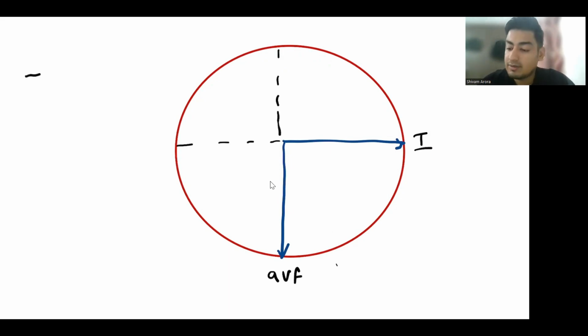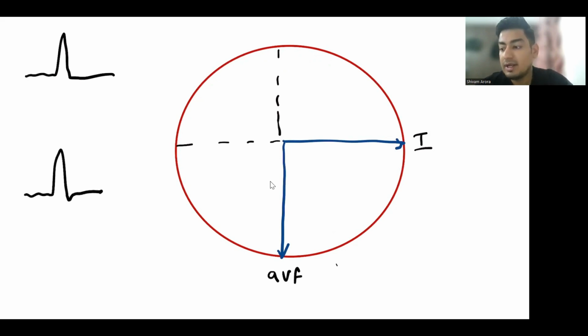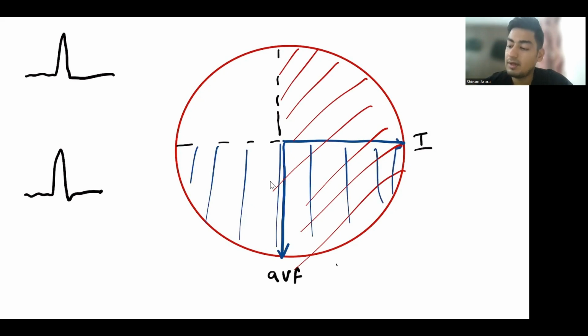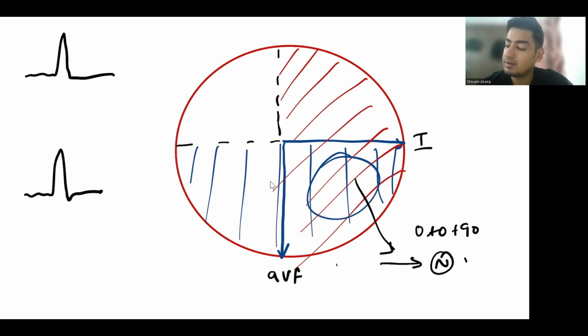Suppose the QRS complex in lead 1 is positive and the QRS complex in lead AVF is also positive. Since the QRS in lead 1 is positive, axis would be somewhere in this hemisphere. And the QRS in lead AVF is also positive, so axis would be somewhere in this hemisphere. So this is the overlapped area, and axis is 0 to plus 90. That is normal axis.